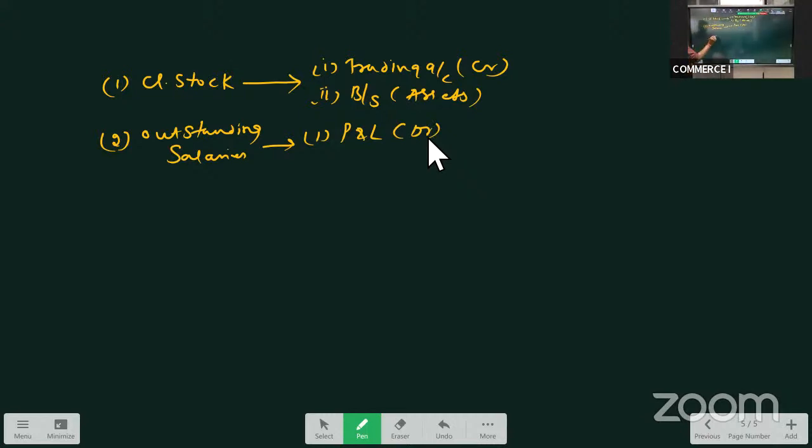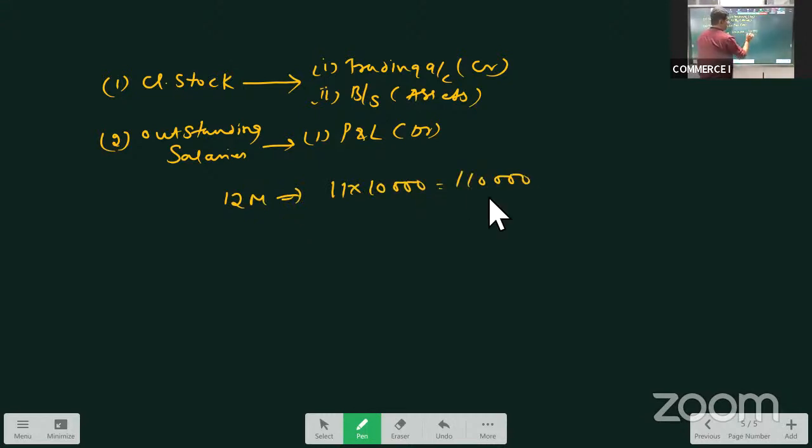Suppose, I'll give an example, out of 12 months, the firm has paid salary for 11 months. Let us say 10,000 salary. 11 into 10,000, 1,10,000 is the salary paid. And they have not paid for 1 month. 1 into 10,000. So this is 10,000.